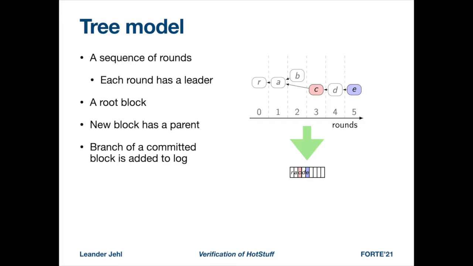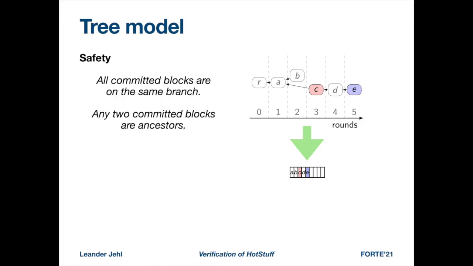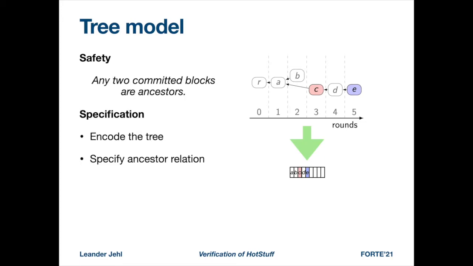So what is the safety property in this model? Safety requires that all committed blocks are on the same branch, or equivalently, any two committed blocks are ancestors in the tree. To specify an algorithm in this model, we have to encode the tree structure and specify the ancestor relation. In the rest of this talk, I will tell you how this can be done in Ivy and TLAPS.